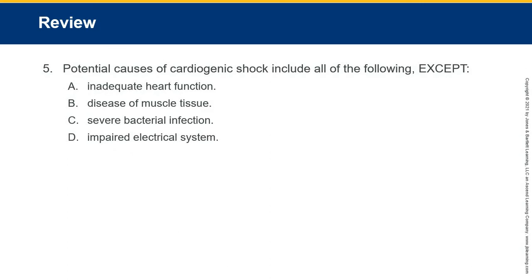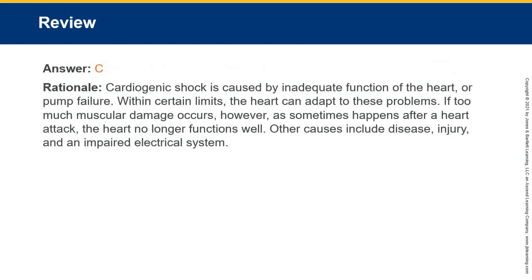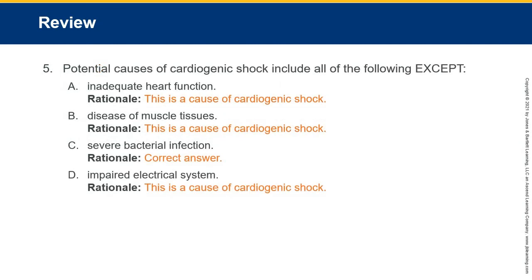All right, potential causes of cardiogenic shock. All the following except which one? So inadequate heart function, disease of the muscle tissues, severe bacterial infection, or impaired electrical system. The electrical system is what causes your heart to actually contract. So the answer is going to be C. That's generally going to be a distributive shock, septic shock. So cardiogenic, it's not going to generally be a bacteria.